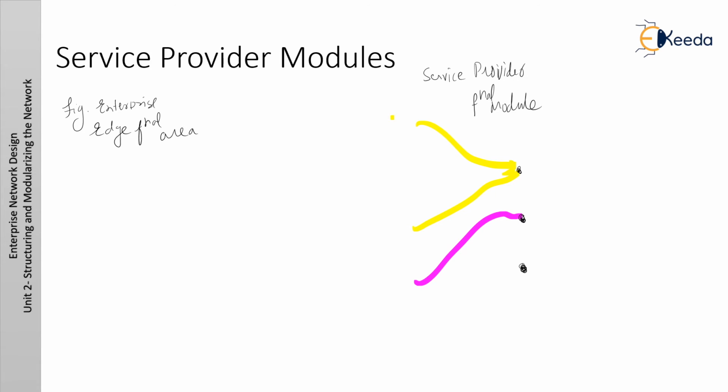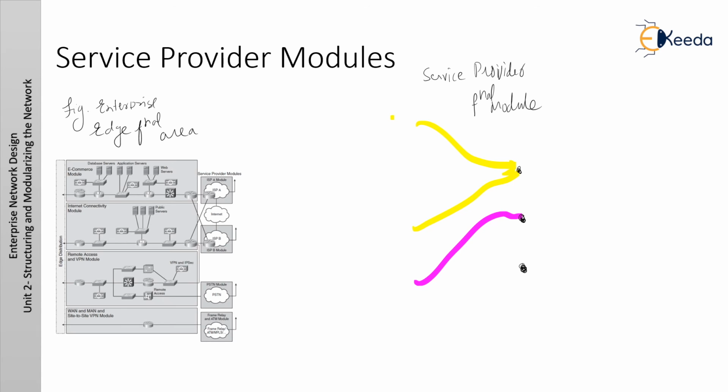So let us describe service provider modules. Here in this particular figure, the enterprise edge functional area, this shows the enterprise edge functional area. If we go to the right hand side of this figure, this is the external entity. It is basically the service provider module.